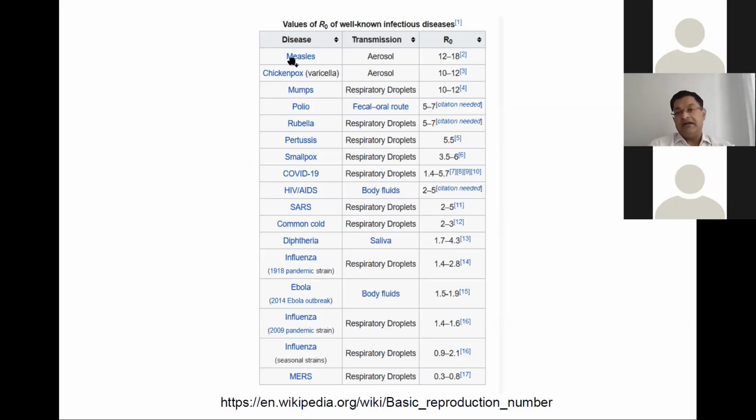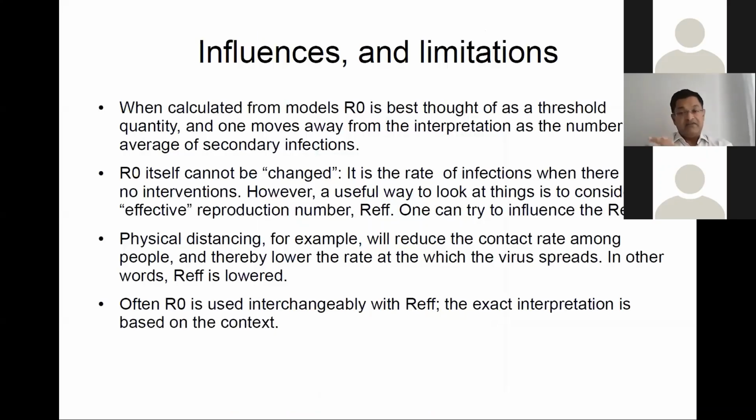Measles, for example, has a very high R0 of about 12. That's really high. HIV has an R0 of about 4 typically. The common cold has an R0 that is somewhat higher than COVID-19, 2 to 3, if COVID-19 has an R0 of 2. So R0s of different diseases are different. What are some of the things that can influence an R0?